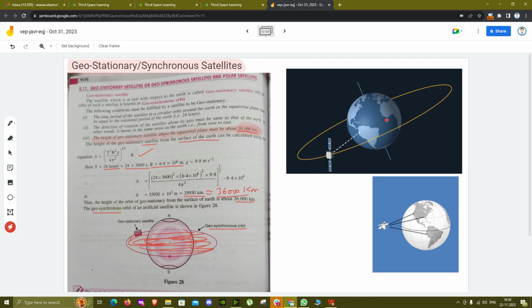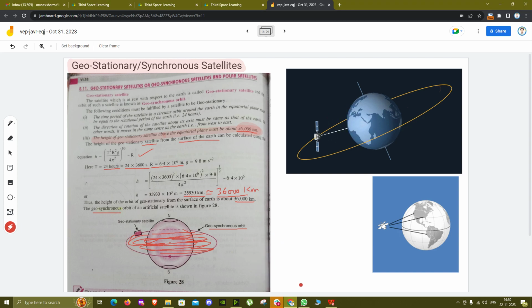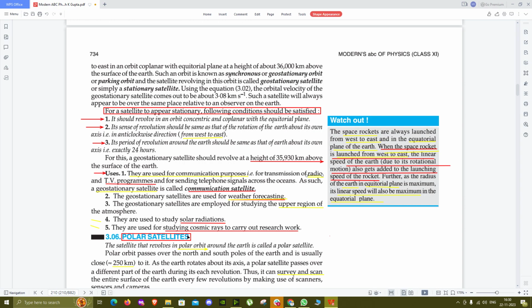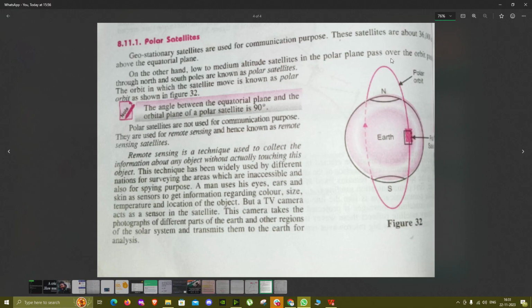So every nation has its own geostationary satellites. We have INSAT, the Indian satellite. So this was all about geostationary satellites.